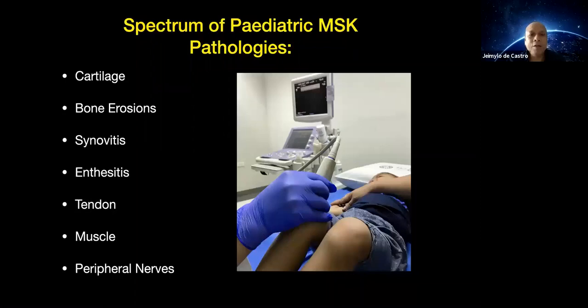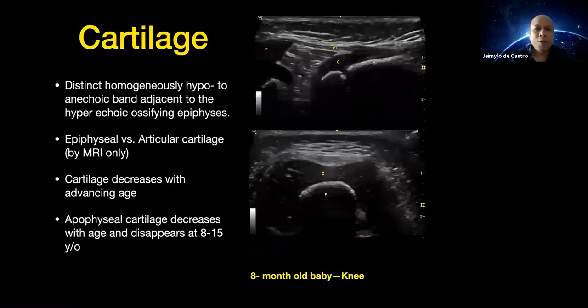Now, there is a different spectrum of MSK ultrasound, and one of them is your cartilage. Number two is your bone erosions. Then we have synovitis, we have enthesitis, we have tendon, we have muscle, and we have peripheral nerves. All of these may have different characteristics as we use ultrasound. Now, number one is cartilage.